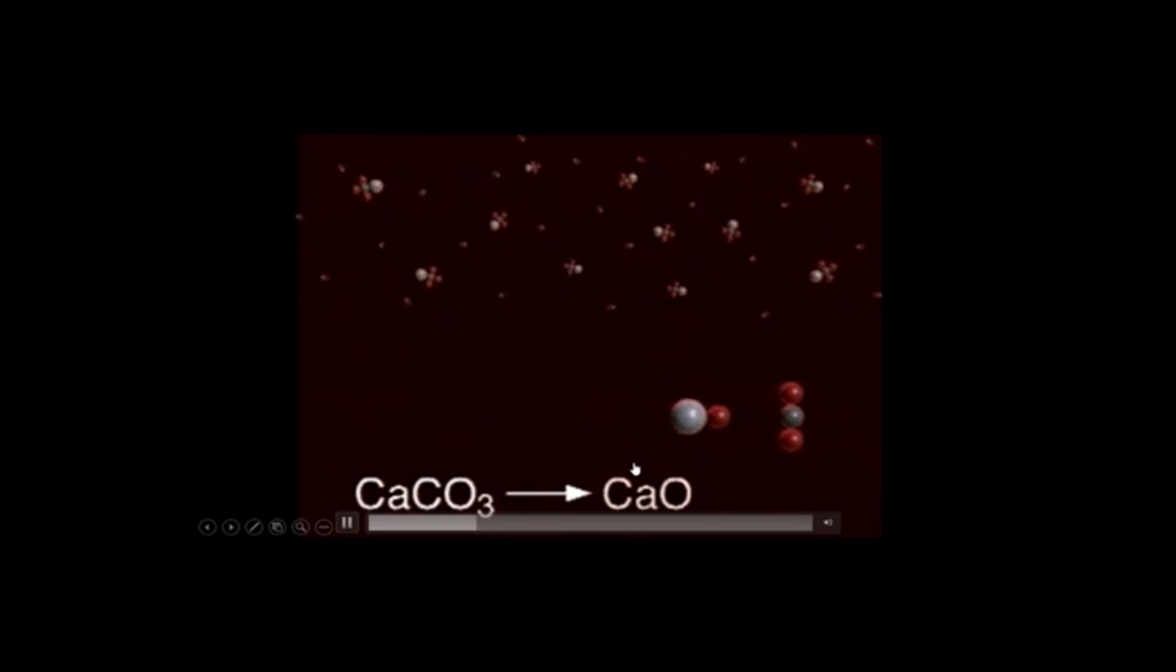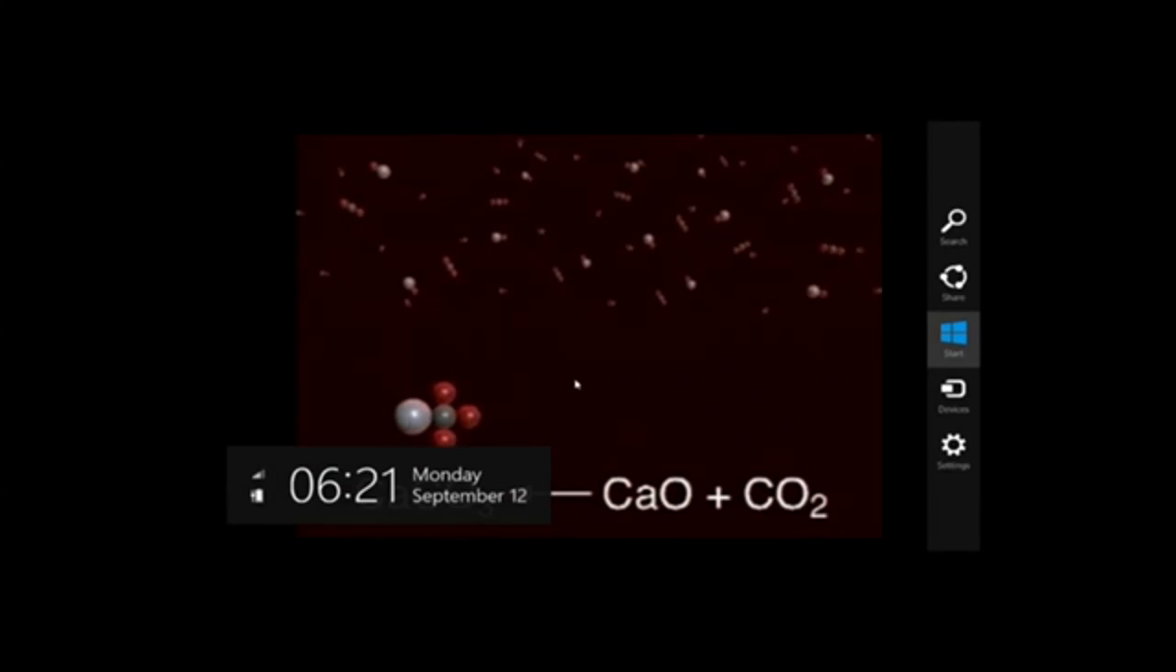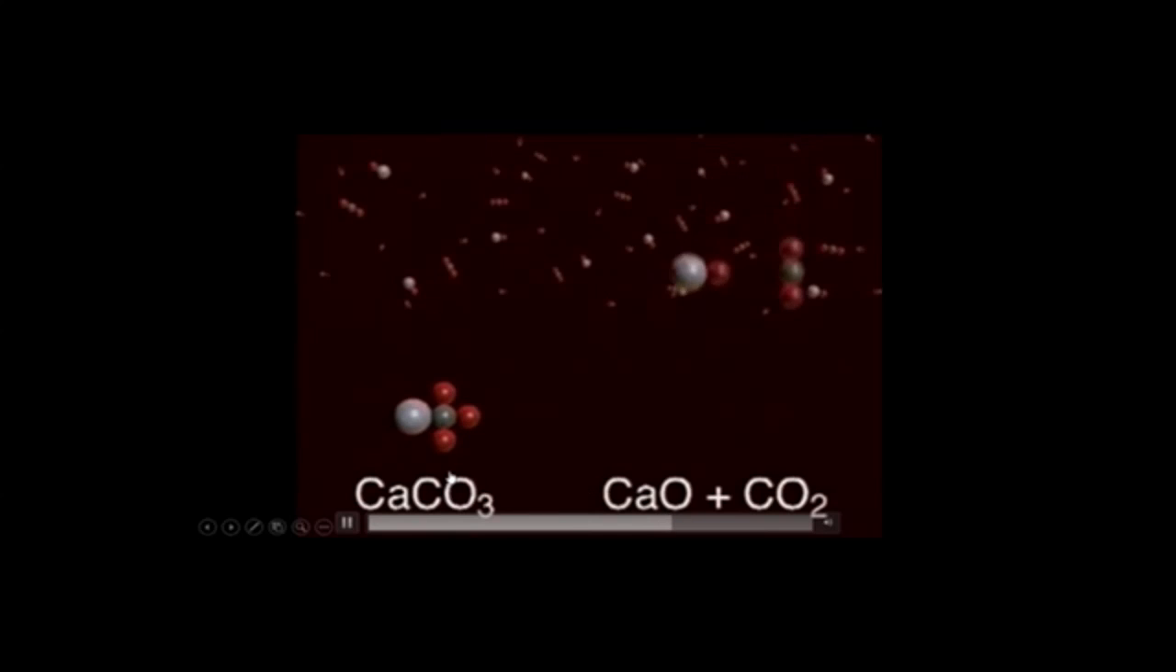Let me just erase all the writing here. I've got a little diagram, an animation that shows reversible reactions. So what we have here is a molecule, calcium carbonate, which when heated breaks up into calcium oxide and carbon dioxide. And you can see it happening in the background there. Then what can happen is the carbon dioxide and calcium oxide can form calcium carbonate again.